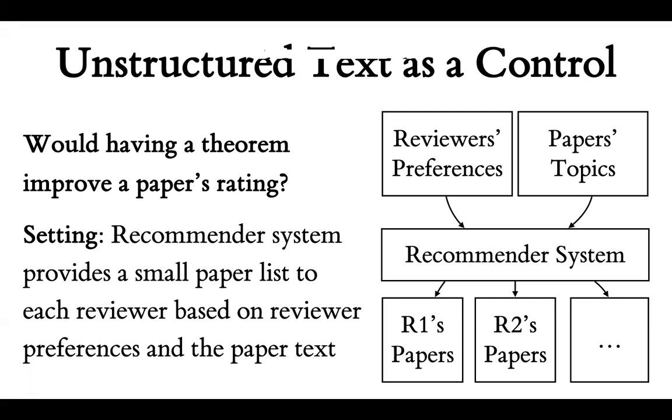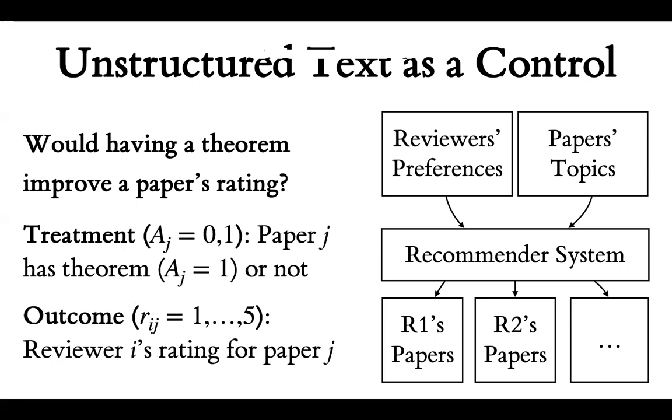Let's say you have a conference that has peer review, and you're interested in whether having a theorem in the paper would improve its review rating. And the setup is as follows. There's a recommendation system which matches papers to reviewers, which takes as input reviewer preferences and paper topics. So this is actually what happens in real world reviewing. And the paper topics are derived from the text of the paper or keywords or something like that. The recommendation system takes this input and then assigns for every reviewer a bunch of papers to review.